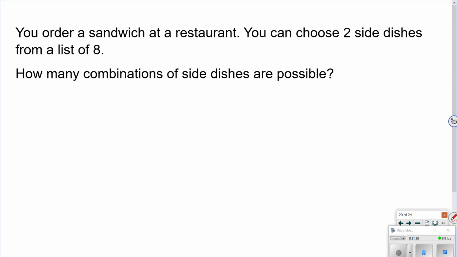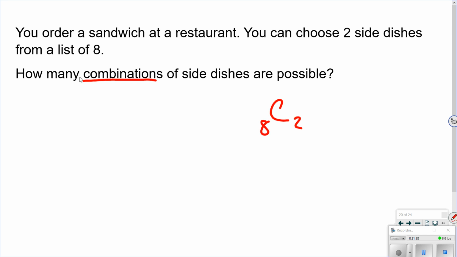It says you order a sandwich at a restaurant, and you can choose 2 side dishes from a list of 8. How many combinations of side dishes are possible? Decide if order matters or not. They kind of give it away by saying combinations, but does it make sense? It doesn't matter what order you get them in. It doesn't matter if you get a baked potato and some fries, or fries and a baked potato. It's the same thing. So this would be a combination. It'd be 8 choose 2.